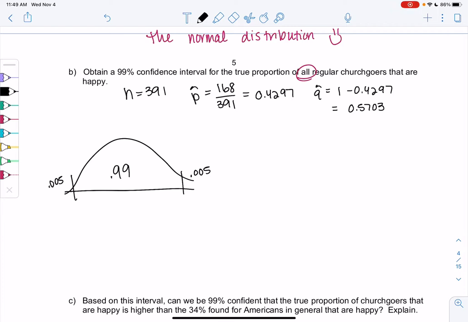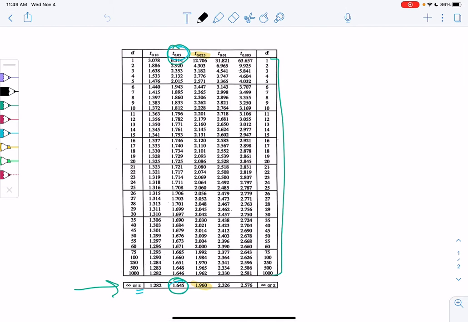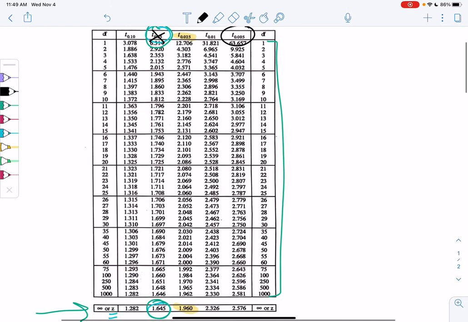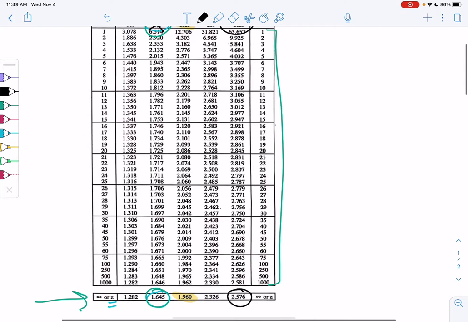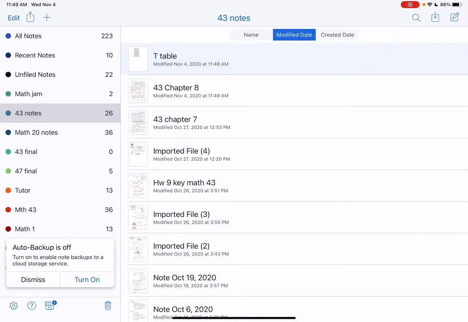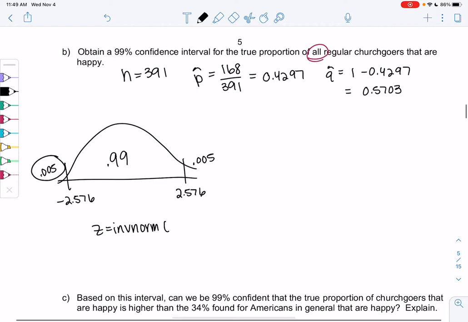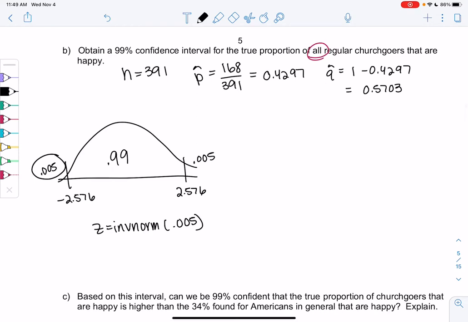You can use inverse norm. I prefer, again, the table. I'm going to go to the 0.005, so not 0.05, and the z-score is 2.576. This table has all the common percents. If it's not on the table, then you do have to use inverse norm. So 2.576, negative on the left, positive on the right. If you do prefer the calculator, just use inverse norm of the tail, 0.005, and just use symmetry to find the other number.